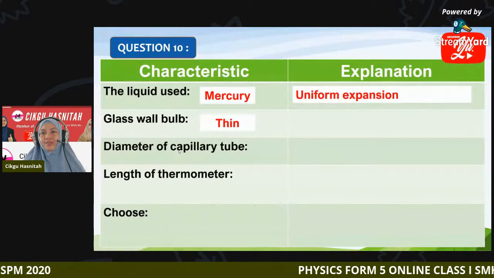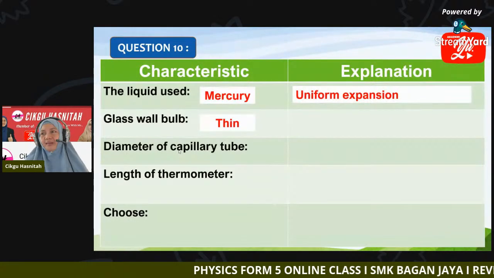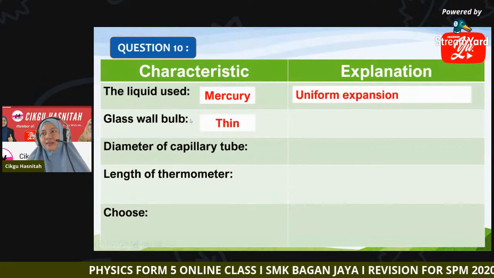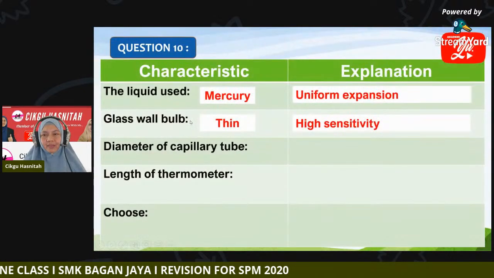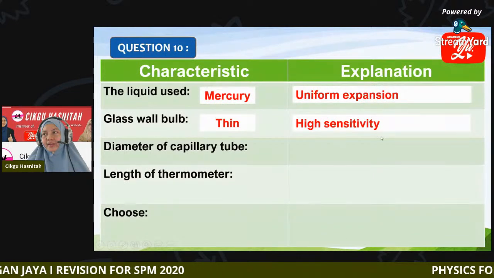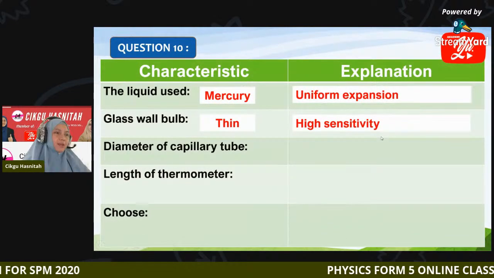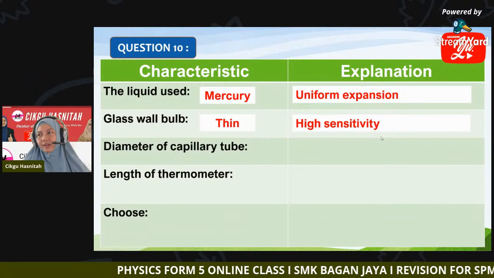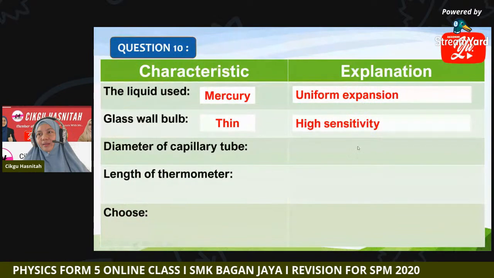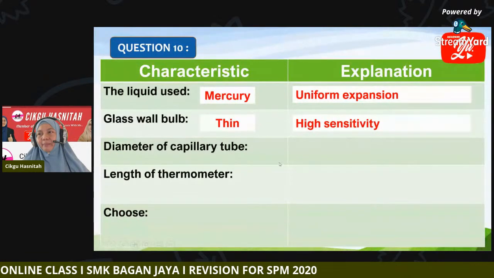Okay, thin. Why thin? So it will be more sensitive, high sensitivity. The reason is high sensitivity, so it is able to detect changes in temperature. Now, diameter of the capillary tube.